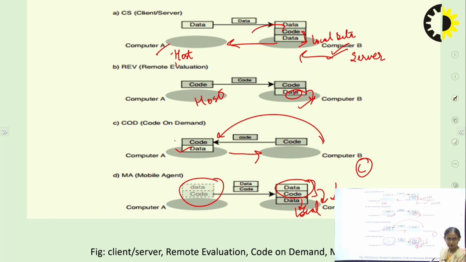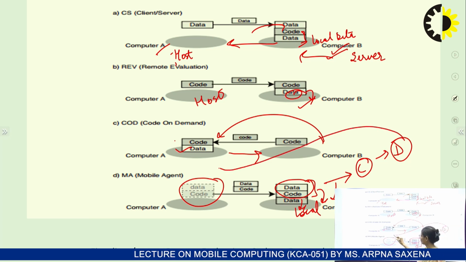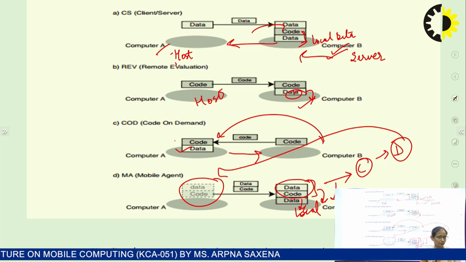generated, those results along with the code will be transferred to the system C. Then the same thing would be transferred to another system D, and once all the computation has finished, the mobile agent sends the result back to computer A.